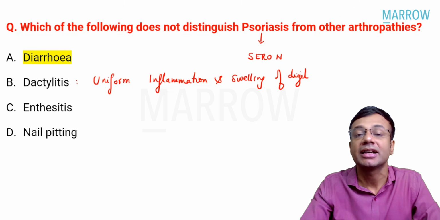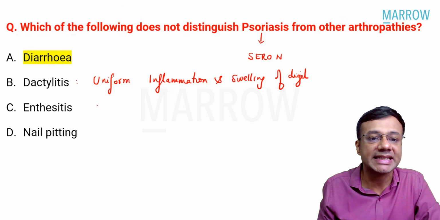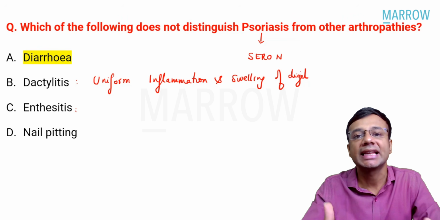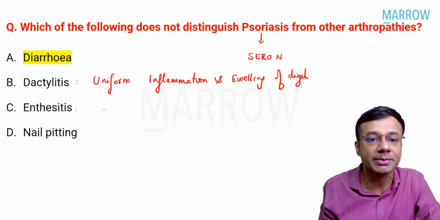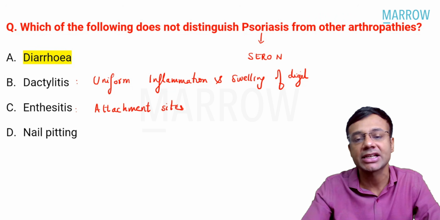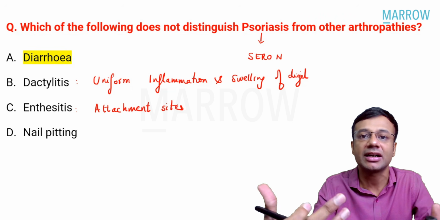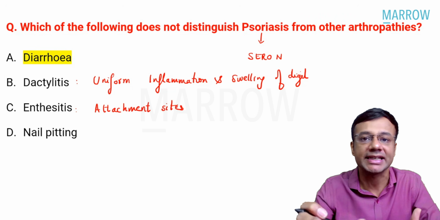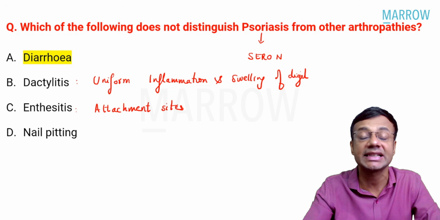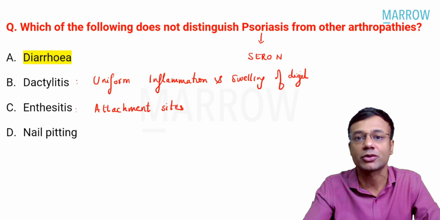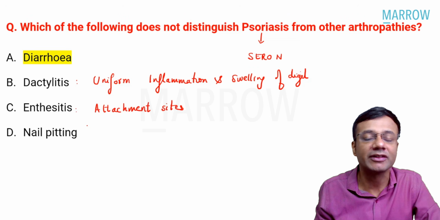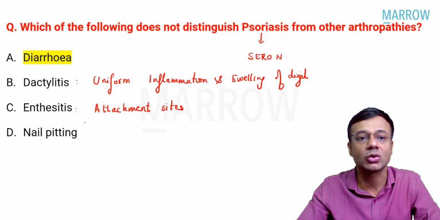The second important salient feature of psoriatic arthropathy is enthesitis. Now, what is enthesitis? Enthesitis is inflammation at the attachment sites. This is a very important word to remember. It is the inflammation happening at the attachment sites of a tendon, ligament, or fascia at the bone. So these insertional sites get inflamed in a condition called enthesitis. Another important point in favor of psoriatic arthropathy. And thirdly, you're going to have the presence of nail dystrophy. So since these 3 features are in favor of psoriasis, the correct answer for this question was diarrhea.